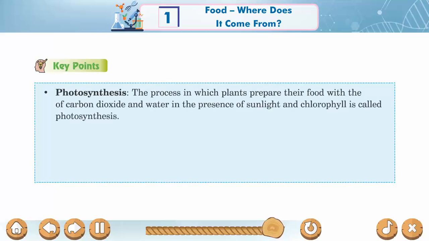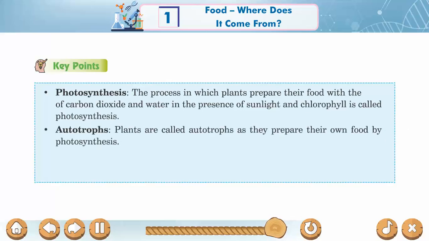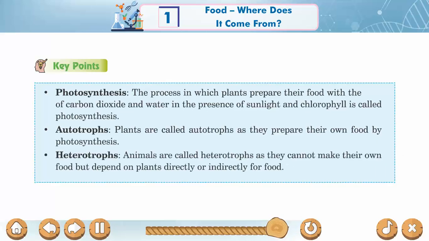Photosynthesis. The process in which plants prepare their food with the help of carbon dioxide and water in the presence of sunlight and chlorophyll is called photosynthesis. Autotrophs. Plants are called autotrophs as they prepare their own food by photosynthesis.